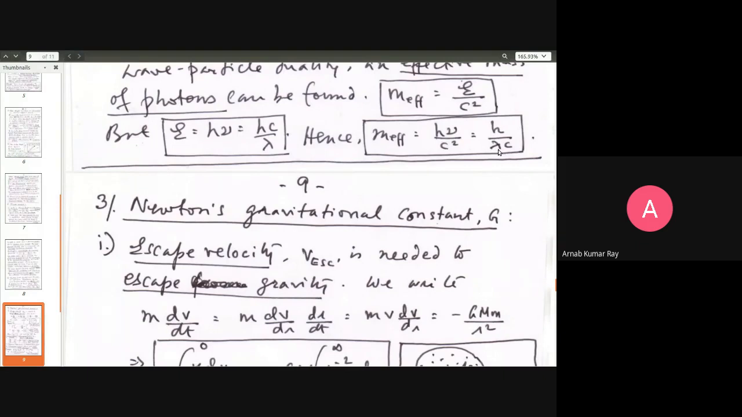Okay. Let us now extend the idea to photons. Photons are particles. Follow this point carefully, extremely carefully. Photons are particles. All photons are particles of what? Particles of electromagnetic waves. Right.